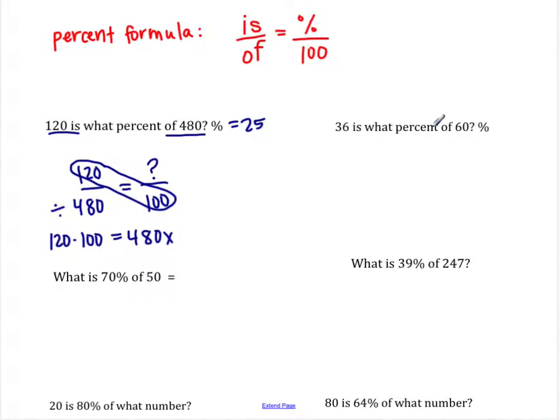36 is what percent of 60? So 36 is my is number. 100 always goes on the bottom of the second one. Is what percent? So the percent is the question mark, of 60. So of goes on the bottom. So once again, multiply 36 times 100 and then divide by 60. That gives me 3,600 divided by 60 is 60. So 36 over 60 is 60%. Okay, hopefully you're following along here with me.